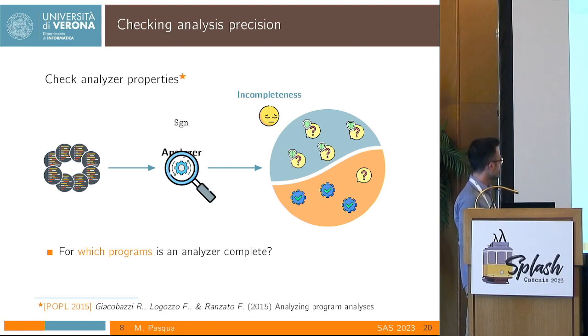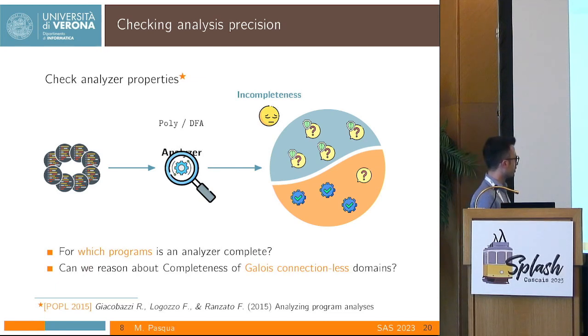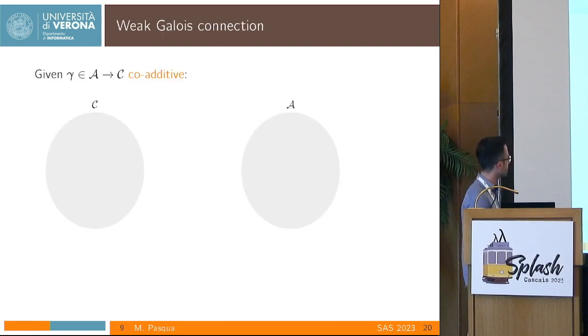And the second question is, can we reason about completeness when we don't have the Galois connection we have seen before between the abstract and the concrete domains? For instance, if we have polyhedra or automata domains that are not linked by Galois connections. And I'll start by inspecting this second question.